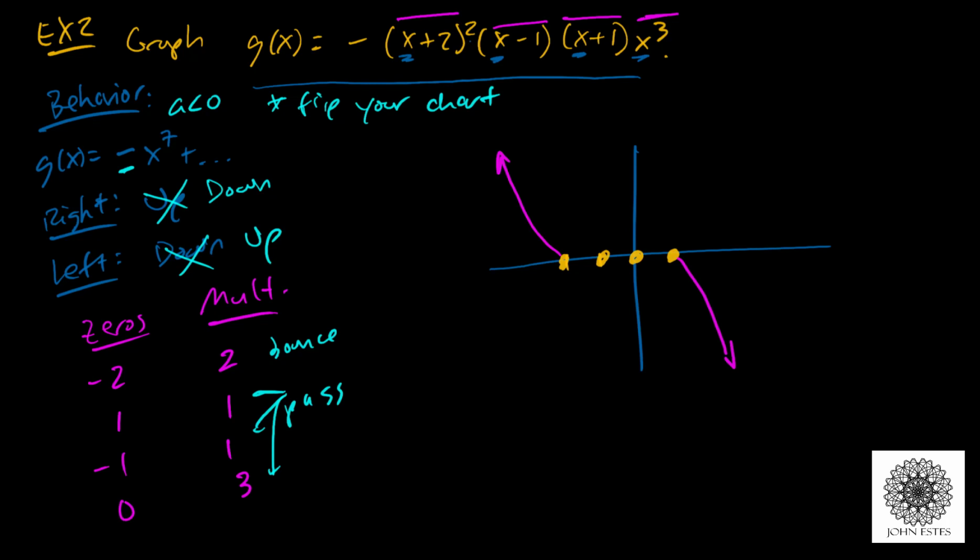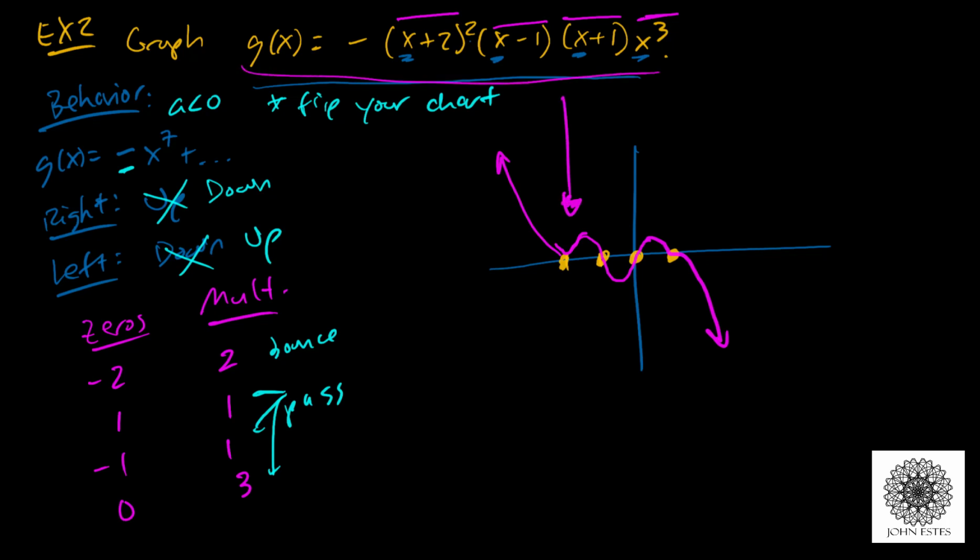At negative 2, I'm going to bounce. So I hit negative 2 and I bounce up. At negative 1, since I have an odd multiplicity, I pass through. At 1, I have an odd multiplicity, so I pass through. And at 0, I had an odd multiplicity, so it passes through as well. And with a higher multiplicity, what it'll tend to do, let's see if I can get this a little bit better, is it'll tend to flatten out a little bit around that intercept and then go down. Alright, so there's a pretty good graph of what g of x looks like.